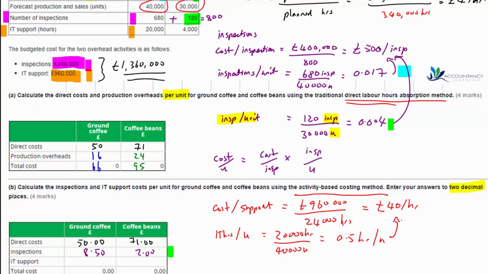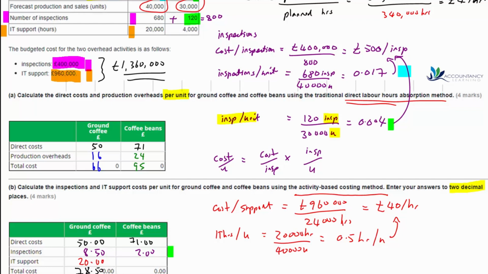So we multiply that by the cost per hour. So that means that we're going to have a cost of £20 per unit for IT support. So this would be automatically calculated. So notice at the bottom, look, we've got this figure here. So in the exam-based software, this would just add it up for you. So we've got the 50 plus 850 plus 20. So that's going to be a total cost of £78.50 to make 1 unit of ground coffee.